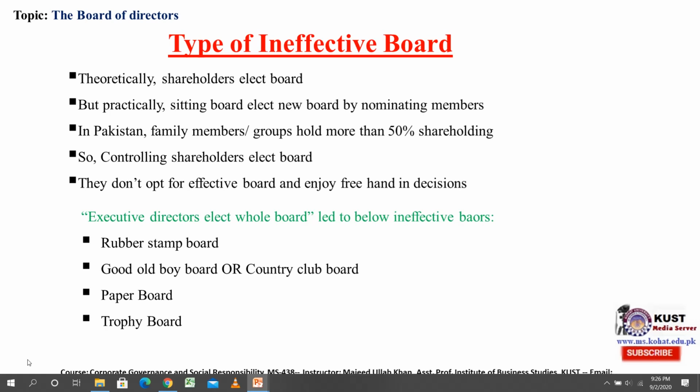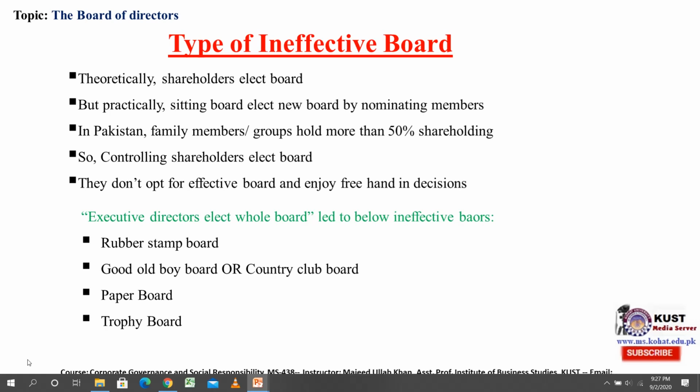Paper board means the board exists just on paper. They do not really exist as a board. I mean, the collective teamwork is not there. For example, in many companies the CEO's wife is also a member of the board. The family members, the chairman's old friend is a member of the board. His son is a member of the board. His daughter is a member of the board. So the board is really not a board in real terms. It exists on paper, and it is even hard to believe that such a type of board conducts meetings throughout the year.